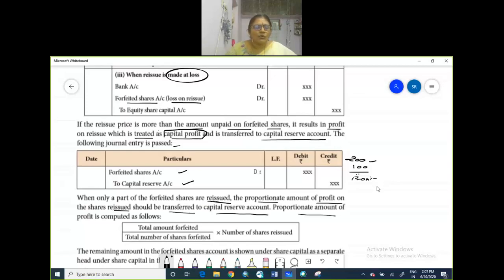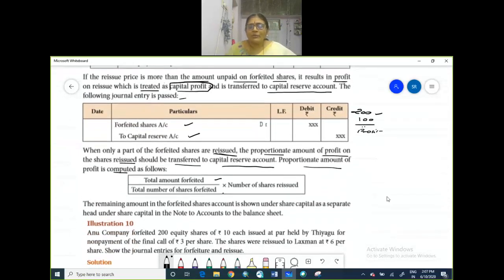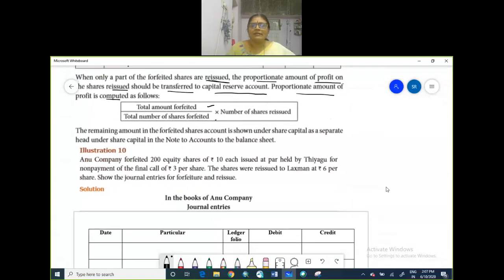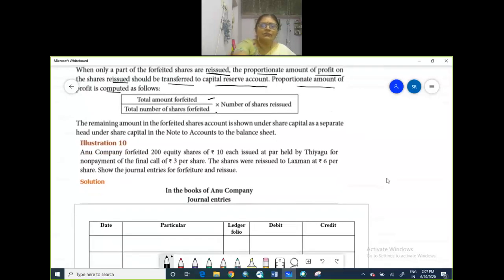The proportionate amount of the profit is computed as follows: total amount forfeited divided by total number of shares forfeited, multiplied by the number of shares reissued. As you do the problems, you will get used to it. I wanted to go through all the journals because every day I am teaching you journals, and you have to become familiar with them so that it is easy for you to do the problems. This is the formula that you should apply.